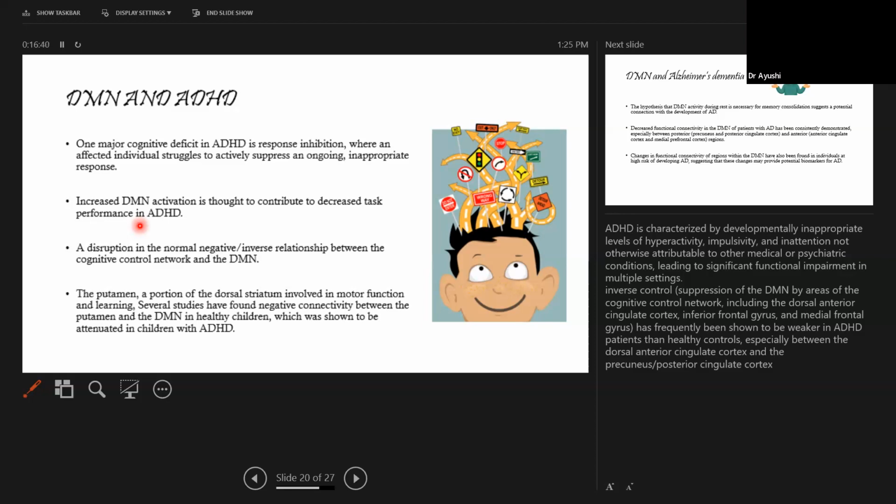Also, it has been seen that the putamen, we all know, part of the basal ganglia, putamen, globus pallidus, lentiform nucleus. The putamen is involved in motor function and learning. Several studies have found negative connectivity between the putamen and DMN in healthy children. In healthy children, there is negative connectivity, which has been shown to be attenuated or weakened in children with ADHD. So there are deficits with learning.